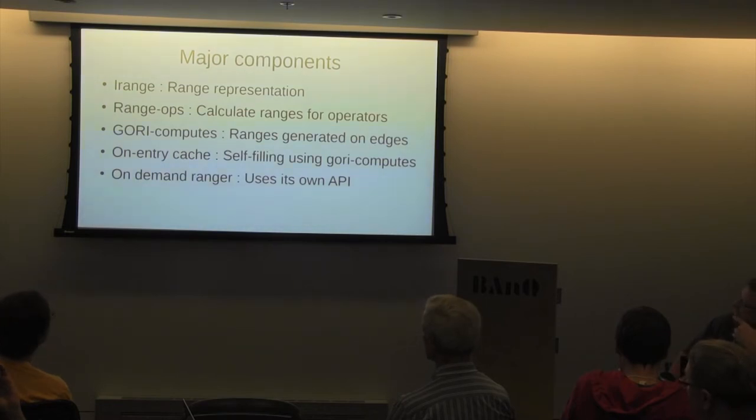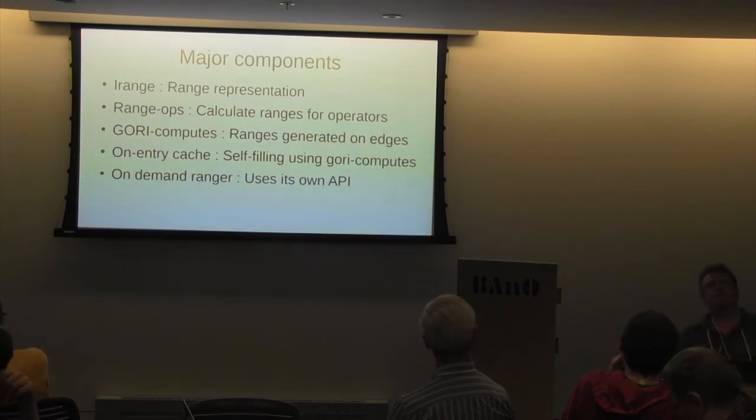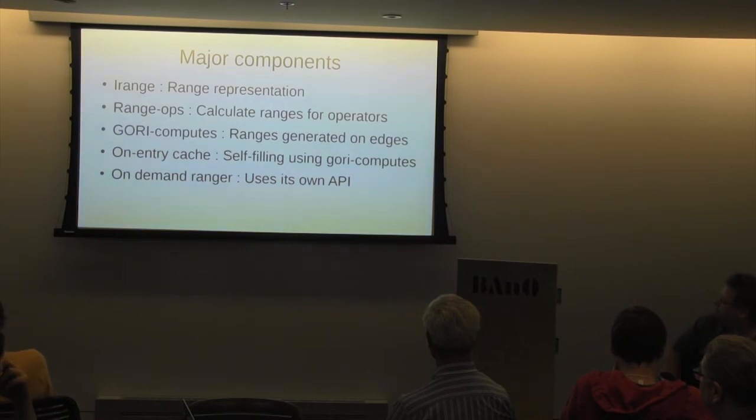GORI computes is the second piece that's extremely important. The easiest way to describe it: GORI stands for generates outgoing range information. What it does is, for any given basic block, it will look at the block and determine what SSA names ranges can be generated for, and then resolve that information within the basic block. I'll go into more detail about that in a minute. The on-entry cache is sort of self-explanatory. When we calculate some ranges coming into a block, that keeps us from having to recalculate it over and over. That would slow things down.